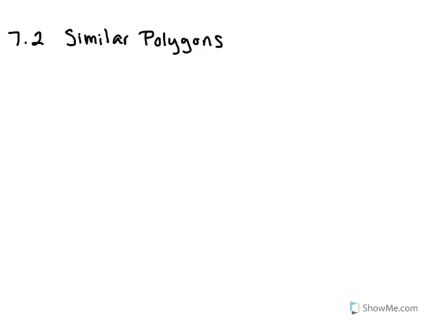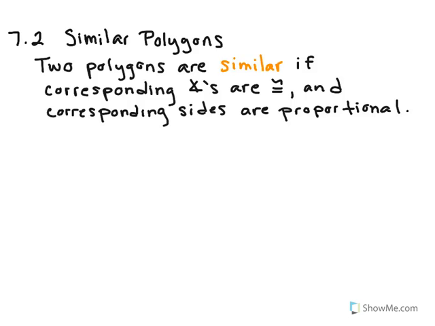In this tutorial, we're going to talk about section 7.2, which talks about similar polygons. Once again, let's go ahead and get started with some definitions. So the first definition that we have is similar, and when we're talking about polygons, two polygons are similar if corresponding angles are congruent and corresponding sides are proportional.